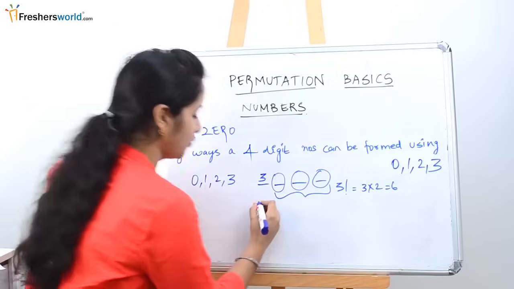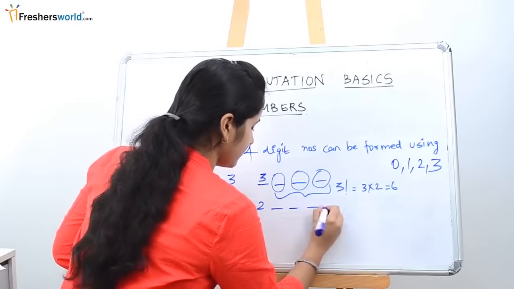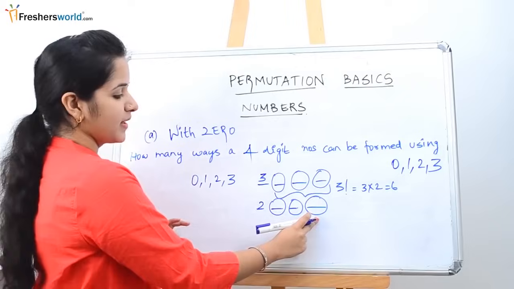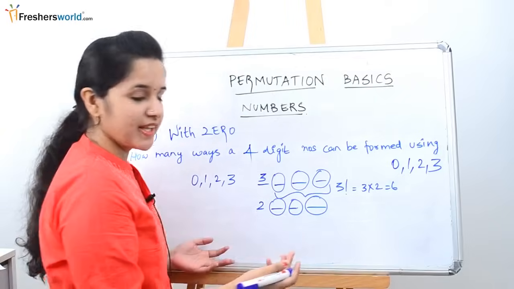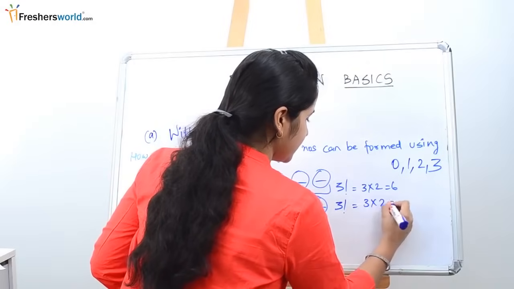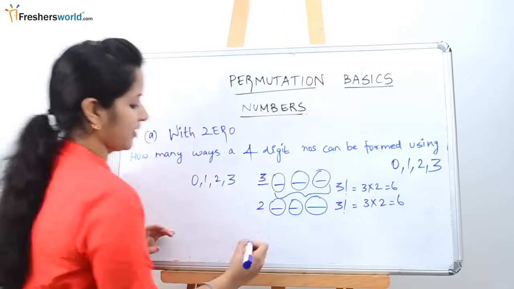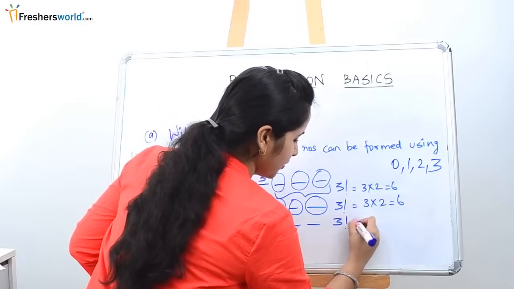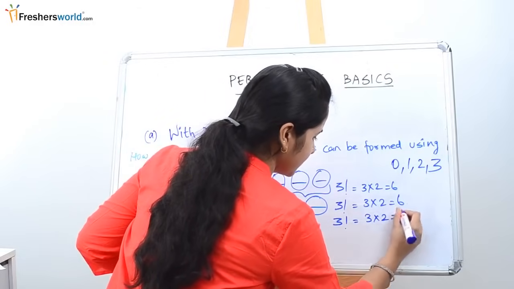Next, let's consider 2. The remaining 3 places are there. What are the ways in which the other 3 numbers can be used there? 3 factorial ways, which is 3 into 2, 6. Now let's consider 1. Similarly, for 1, it can be formed in 3 factorial ways, which is 3 into 2, 6.